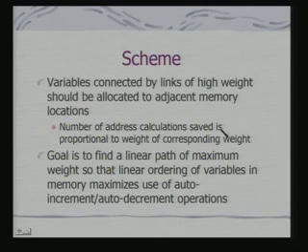So, what we say is that variables connected by links of high weight should be allocated to adjacent memory locations. I think intuitively the reason is clear, because that gives you the maximum number of adjacent locations, and then only I can use auto increment and auto decrement features to the maximum possible extent. So, the number of address calculations saved is proportional to the corresponding weight, and the goal is therefore to find a linear path of maximum weight, so that the linear ordering of variables in memory maximizes use of auto increment or auto decrement operations.